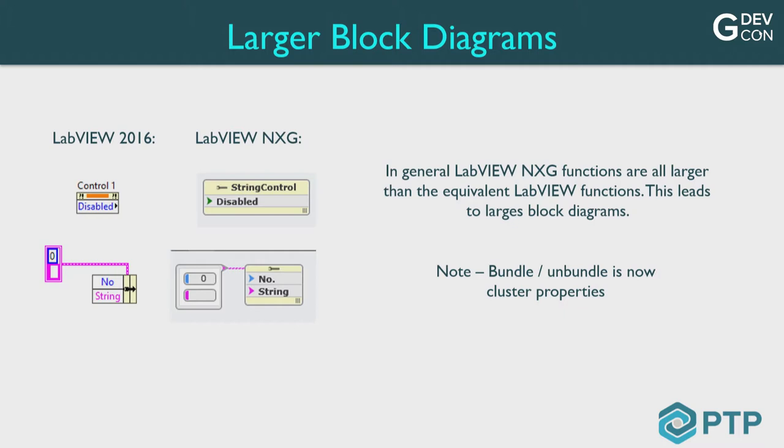This is more of a gut feeling, I don't really have much evidence. I think next-gen block diagrams are bigger, and I think that's because the equivalent functions are just rounder and slightly bigger, and it just takes a bit more room. So that's just my gut feeling. But if you're one of those people who just go, I must fit all of my code on this one screen, do yourself a favor and zoom out 20% before you start, or otherwise you're gonna have an even bigger time.